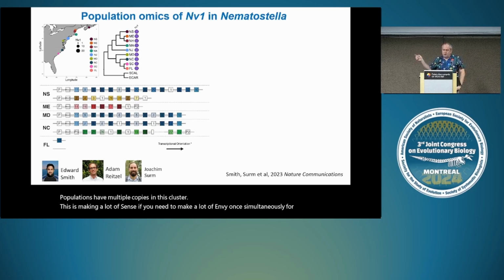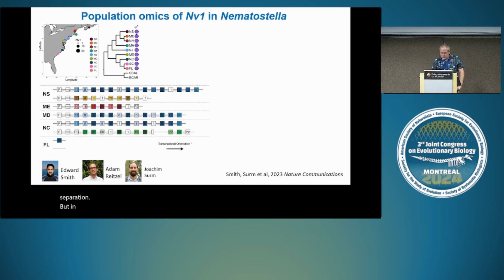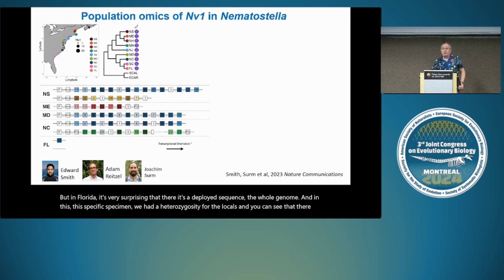But in Florida, it's very surprising. It's a diploid. We sequenced the whole genome, and in this specific specimen, we had a heterozygosity for the locus. You can see that there is basically one copy without any NV1 and another copy of the chromosome with just a single copy. This is negligible.